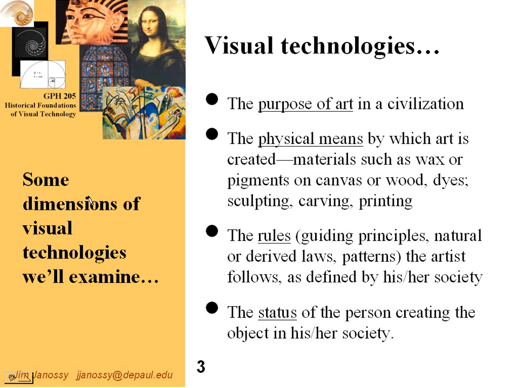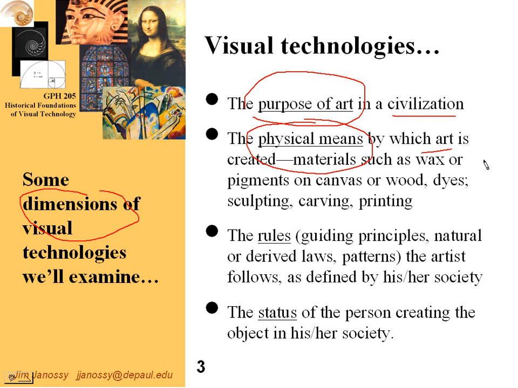First of all, we're going to look at the dimensions of visual technologies in this way. We're going to be seeking to understand the purpose of art within a civilization. We're going to take a look at various physical means that art, that is, objects that we consider art today that might have been serving a very utilitarian purpose within that civilization, the physical means by which these are created. And there's many, many means.